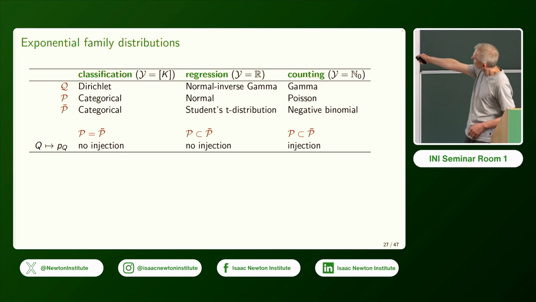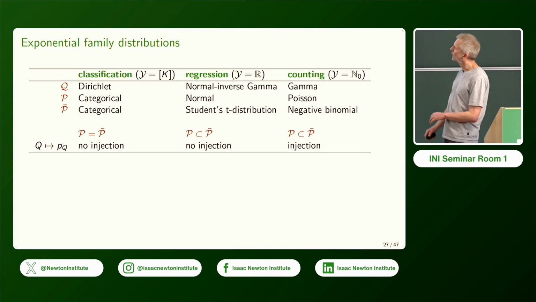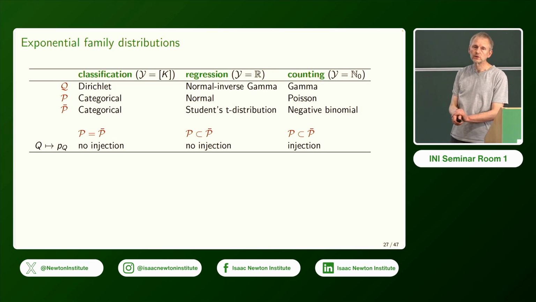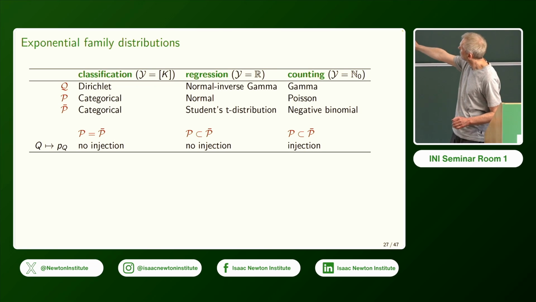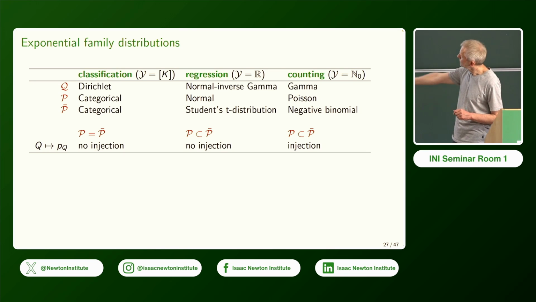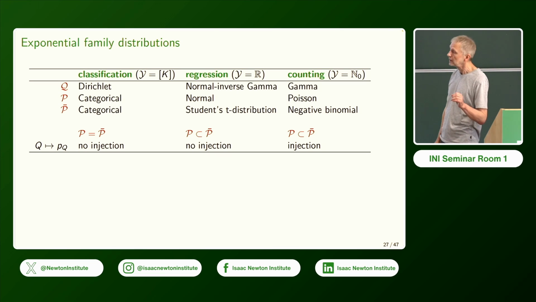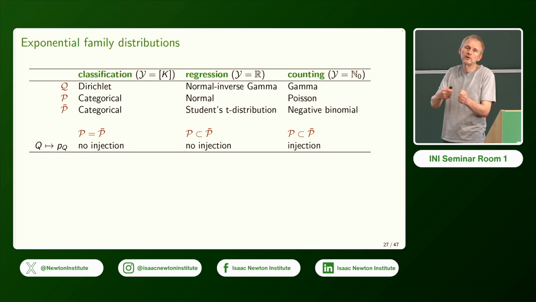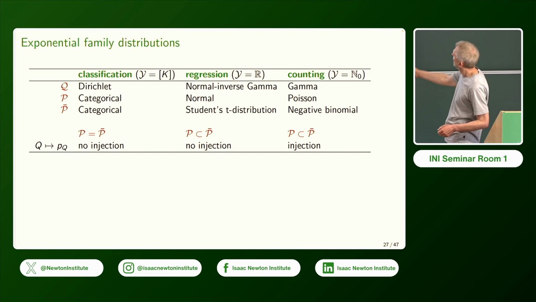In the case of regression, of course, often the normal distribution is taken as first order. You put, for example, a normal inverse gamma as prior, and then you will end up with the P bar here being Student's distributions. So you gain a little bit in expressivity, but again, there is no injection, no mapping. And again, you have the same problem of ambiguity.